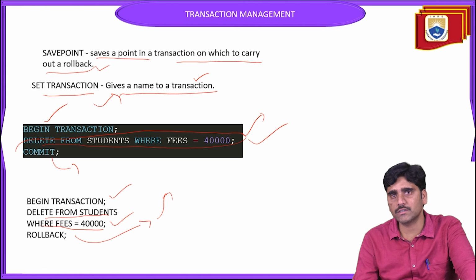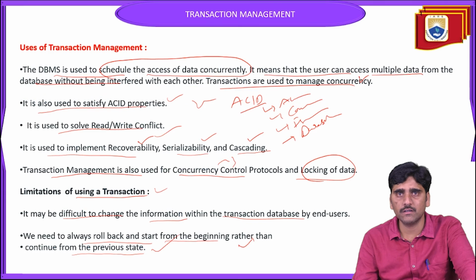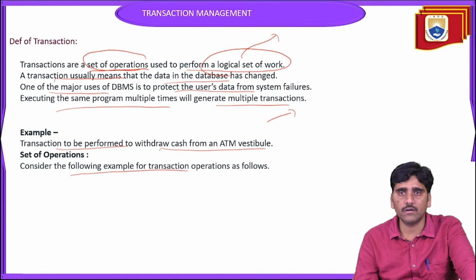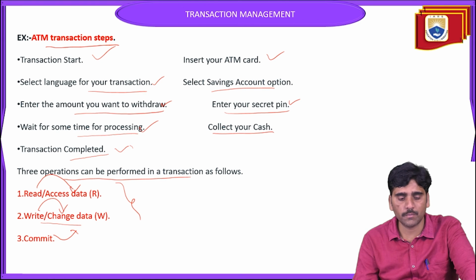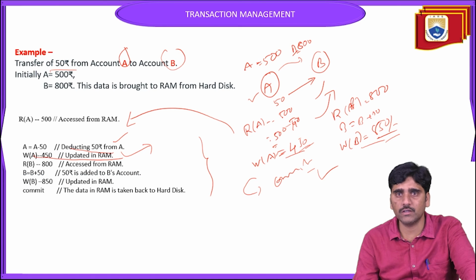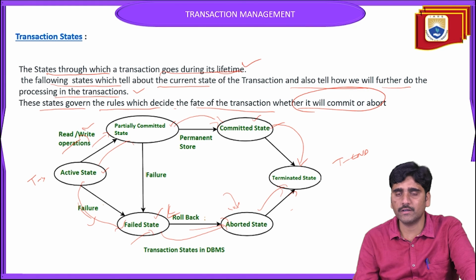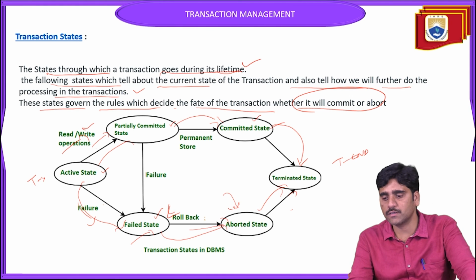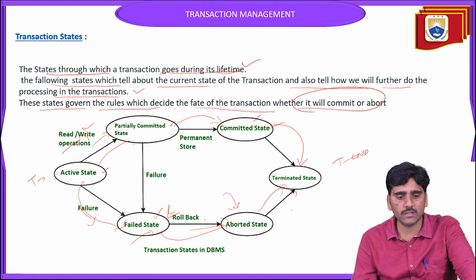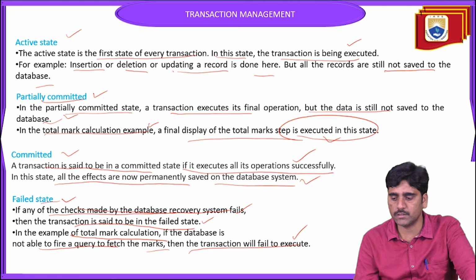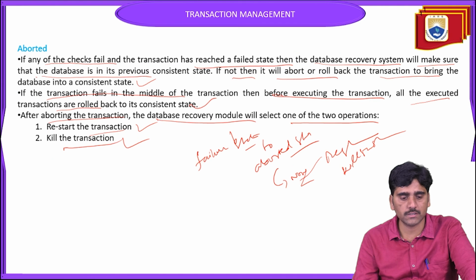So in this session we discussed transaction management. What is meant by transaction, why a transaction is started, and what it is used for. These are the transaction operations: read or access the data, write or change the data. And what are the uses of transaction management, and the different states of a transaction: active state, partially committed state, failed state, and other states.